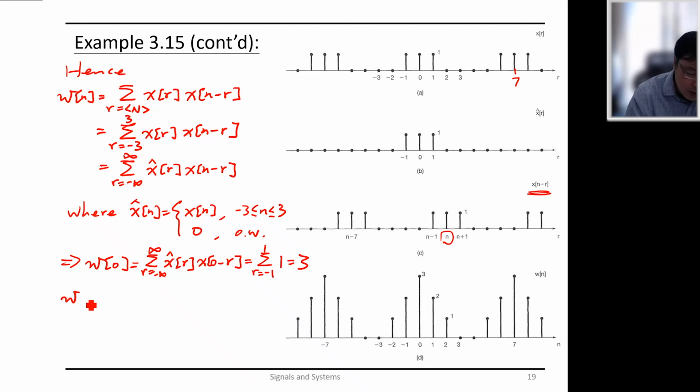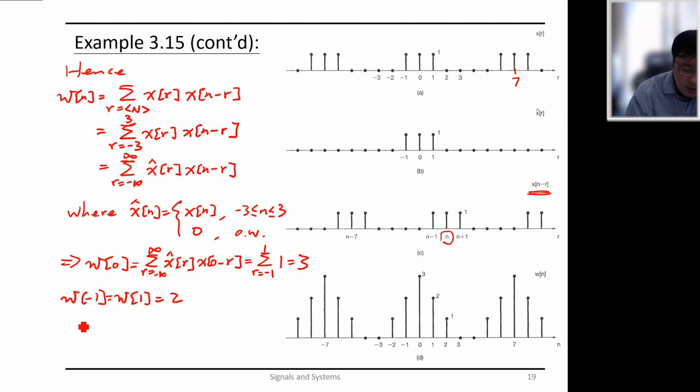Similarly, when you compute W of minus 1 or W of 1, you take the convolution. You multiply this X hat of R with X of N minus R, where N is equal to 1 or minus 1 in this case. If you move the center point to 1, then you will have 2 points that overlap. So when you multiply, you get 1, 1 at times 0 and 1, and 0 everywhere else. When you sum that up, W1 is equal to 2.